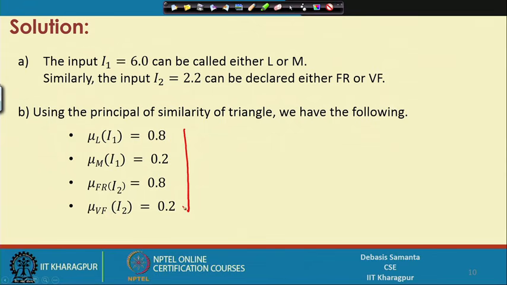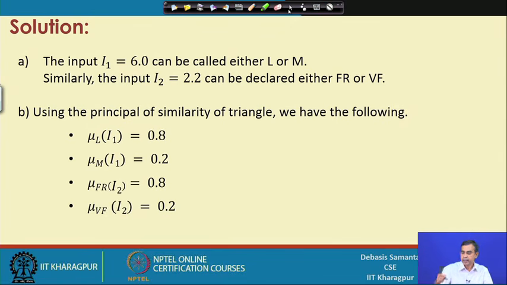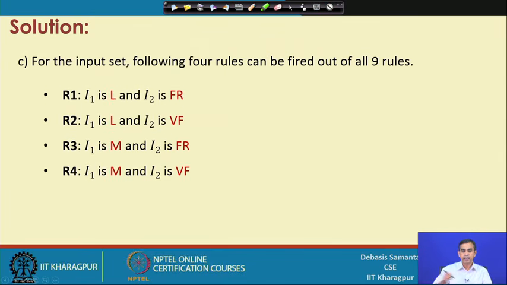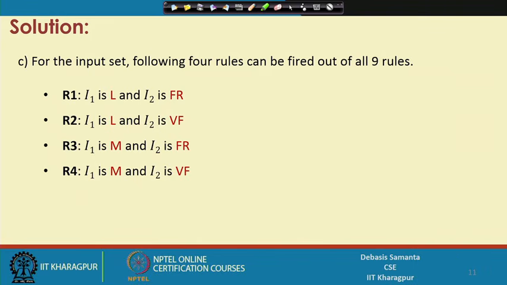Now, these values are known to us. We will use these values, and then the output values for each rule can be calculated. Here, just like the Mamdani approach, there are rules, here 9 rules. Out of the 9 rules, we have to select those rules which are fireable. Fireable means those rules are relevant in the context of the current input.